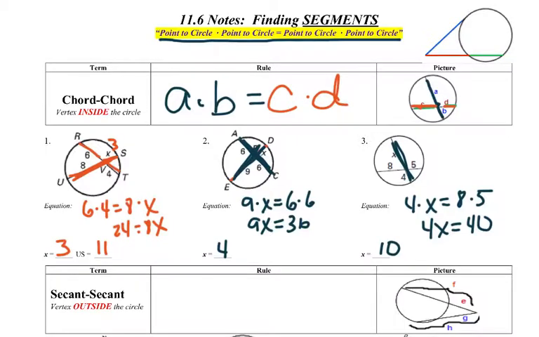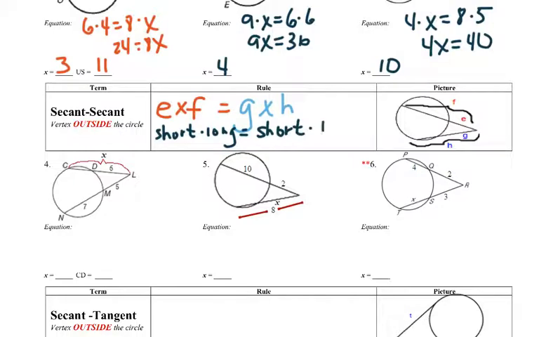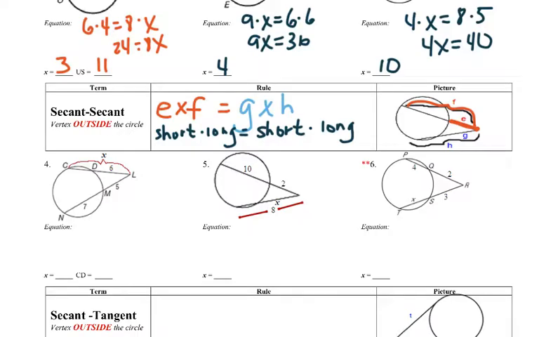The next one's that secant picture. And here I say it in one of 2 ways. It's either going to be E times F equals G times H, or sometimes I just use the words short times long equals short times long. What do I mean by that? Well, the short segment goes from the point to the circle the short way, versus the long segment goes the long way. Here on this side, this is the short segment and this is the long segment.